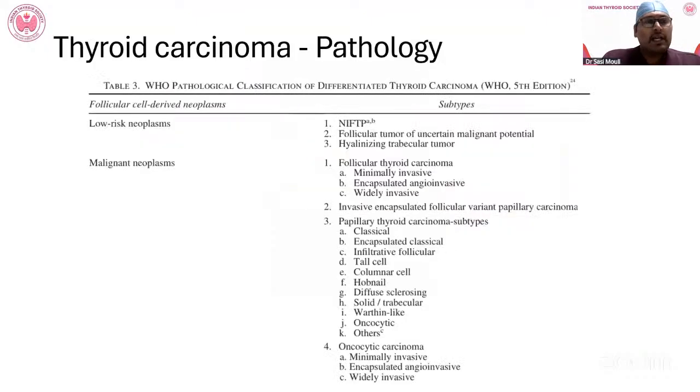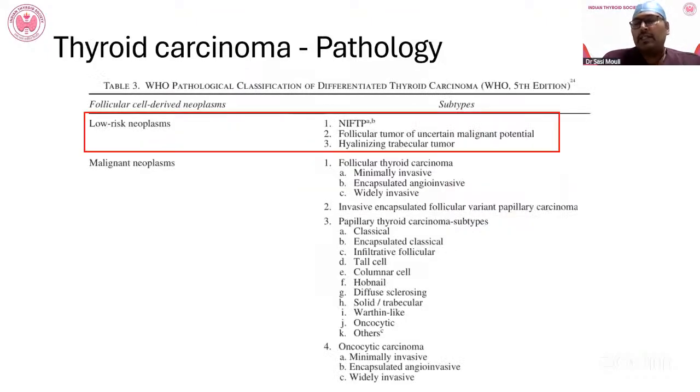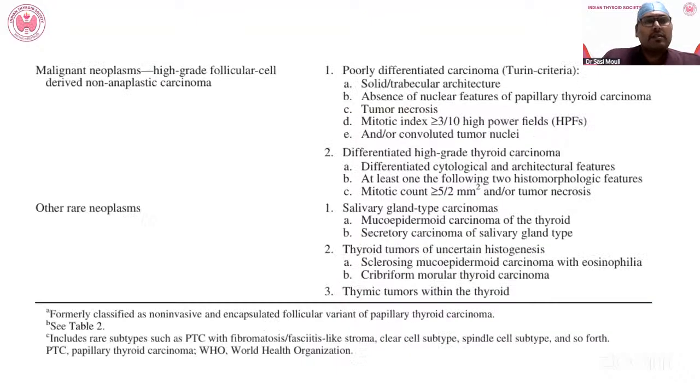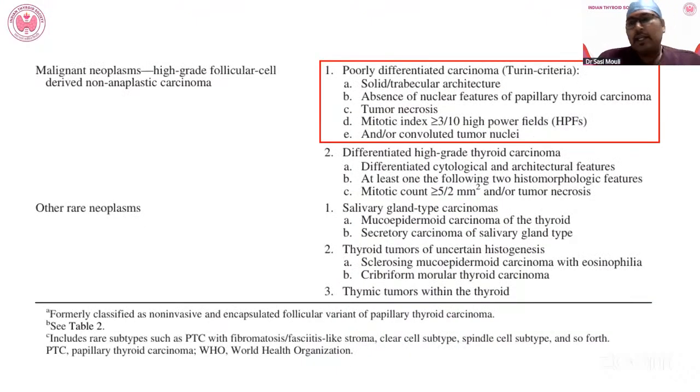So with this base, we go to the low risk neoplasms. They are basically NIFTP, uncertain malignant potential tumors, and hyalinizing trabecular tumor. As we see, the rest of the malignant neoplasms, PTC, FTC, IFPTC are there, and the oncocytic carcinoma has been separated out. Now we also see that there are some high grade follicular derived non-anaplastic lesions. So these are poorly differentiated, and that was already there.